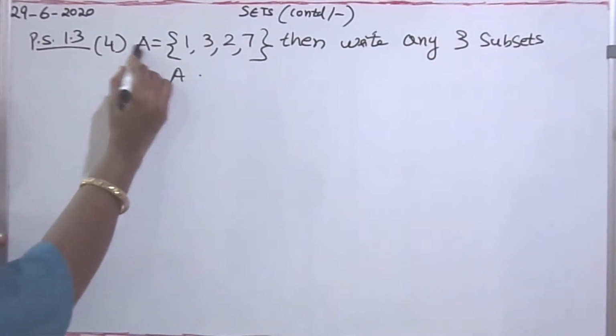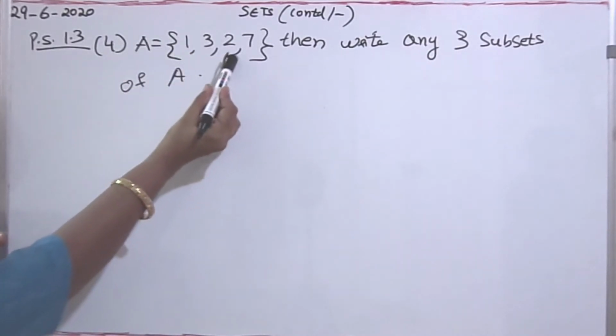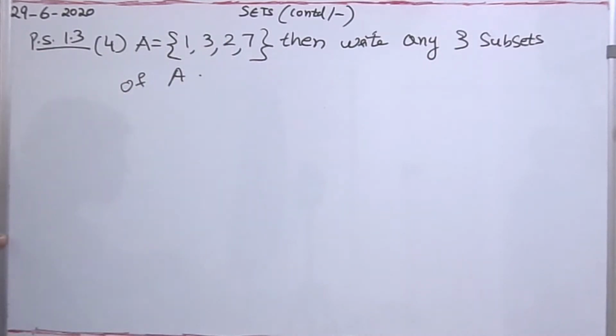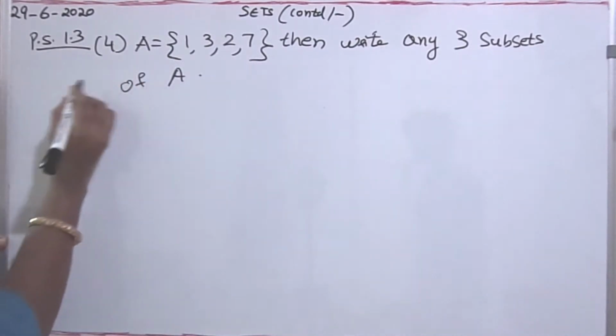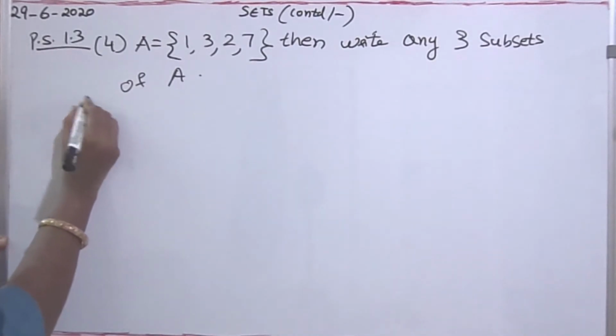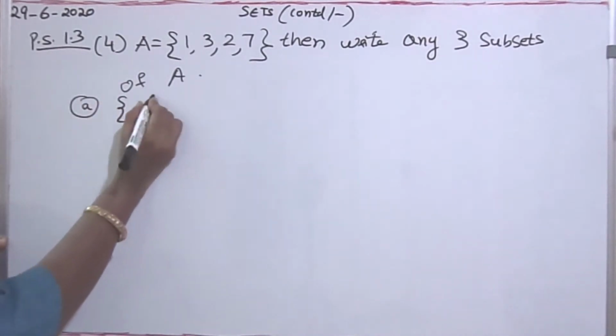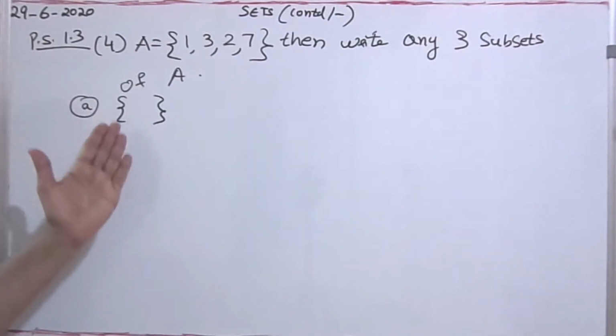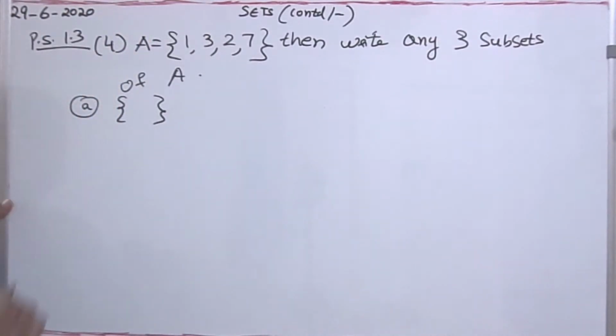Now they have given you one set. A is 1, 3, 2, 7. You have to write the subsets of set A. So we have seen empty set is a subset of every set. So the first one is empty set. The first subset is empty set because empty set is a subset of every set.